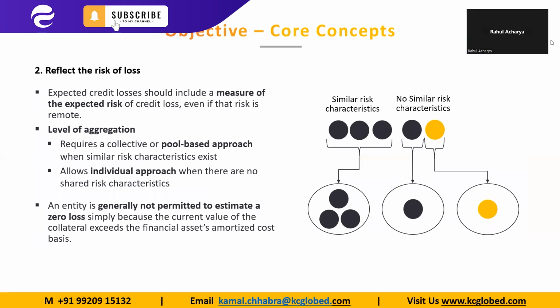Yes, sir. Second core concept is reflect the risk of loss. So the risk of loss, there might be a couple of categories possible. We need to identify the similar risk category or similar risk characteristics, and we can club them together. And if there are certain risks which are not similar in nature, then we need to identify them separately and consider them separately. To the extent the risk is of similar nature, for example, you have accounts receivable.